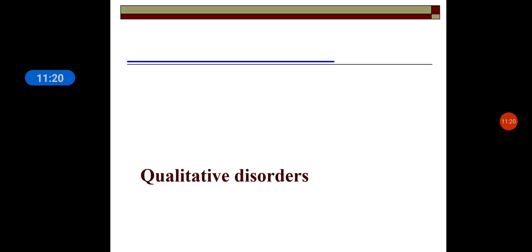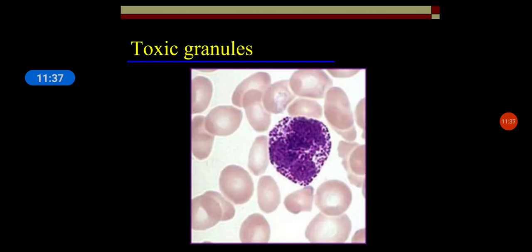Okay, now we are done with the quantitative disorders. Now we have qualitative disorders. You can have, for example, a normal neutrophil count or normal lymphocyte count, but qualitatively they are defective. So let's see what the causes are. One is toxic granules. Can you see the granules? These are neutrophils with abundant coarse granules in the cytoplasm. That is usually seen in acute infections.